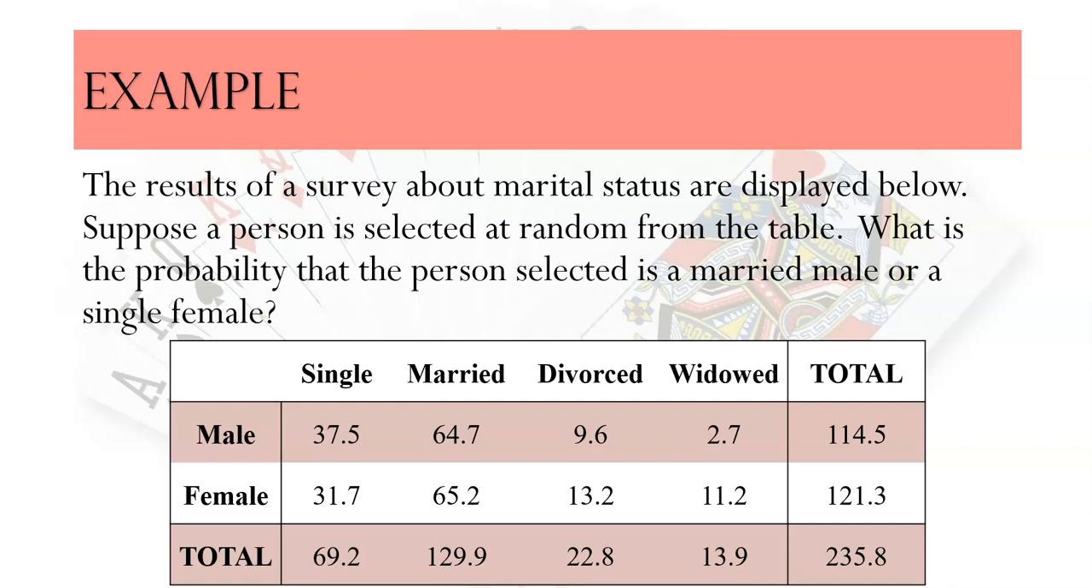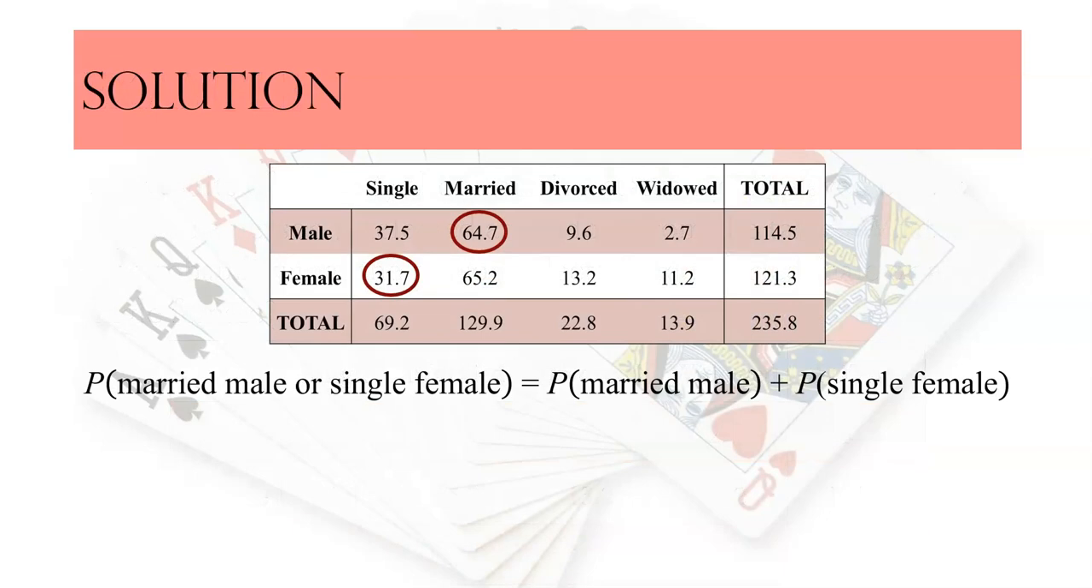Since those two things cannot occur at the same time, you can't be a married male and a single female at the same time, these are non-overlapping. So all we will need to do is figure out how many married males are represented in the table, how many single females are represented in the table, and just add up those probabilities. So for the married males, I found the intersection of those two categories, which is 64.7, and the single females represent 31.7. So I added those two up, and I'm putting it over the total for the entire table, which represents everybody that was surveyed.